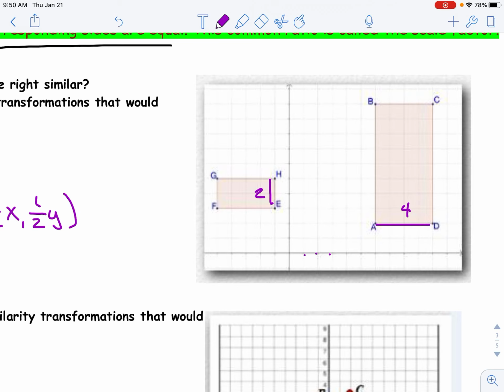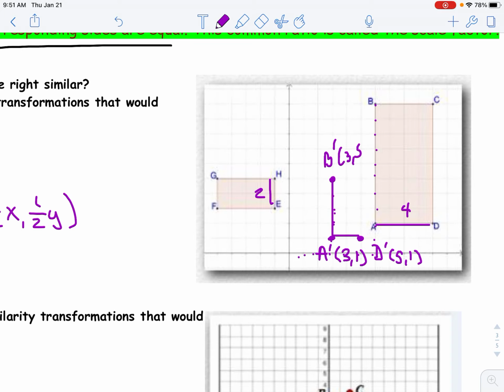So A is at 6, 2. So A prime will be at 3, 1. All right, so we got A prime there, and I'll even write that out: 3, 1. Then D is going to be right there. D prime is going to be at 5, 1. B is going to be at 3, 10, so it's going to be at 3, 5. Boom. B prime's right there at 3, 5.